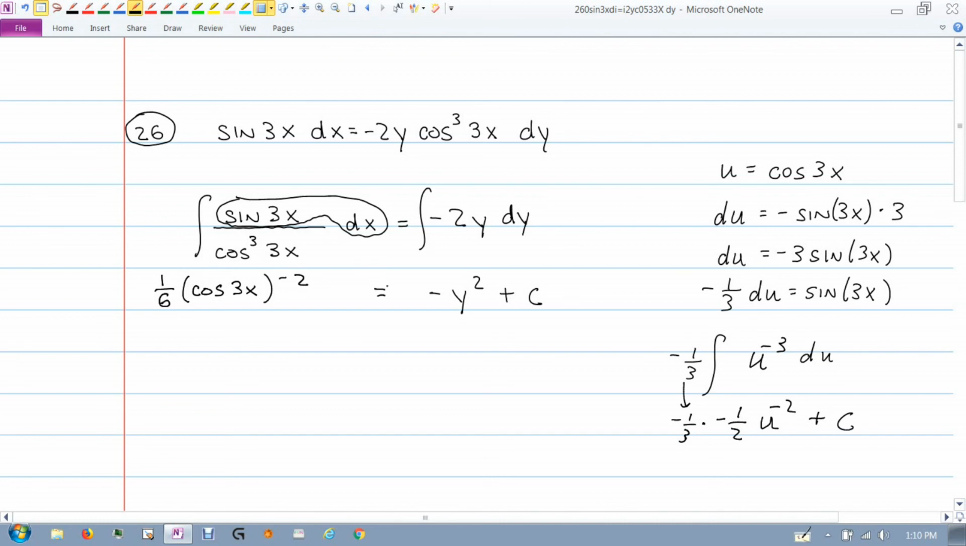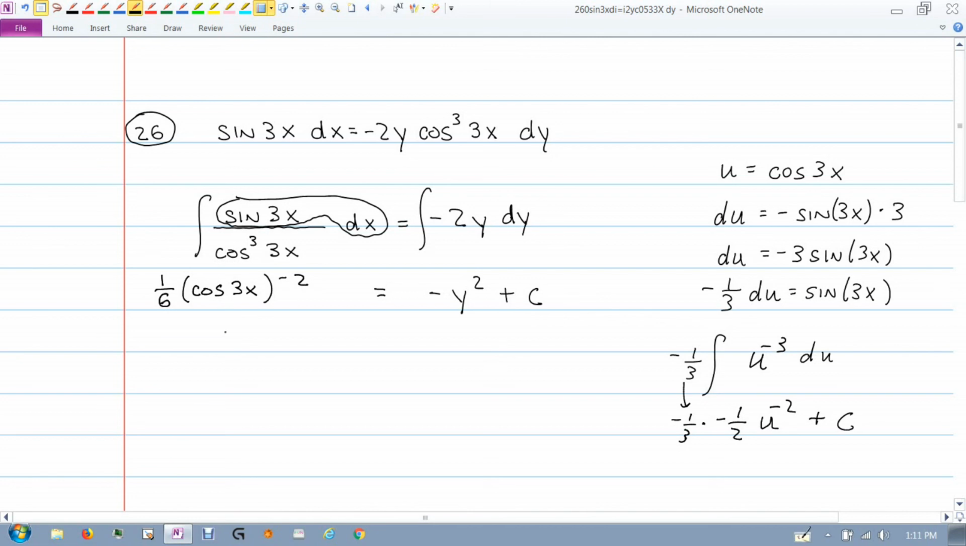Okay, now what else do we need to deal with here? They're probably going to rewrite cosine to the negative 2 as 1 over cosine squared, and that's probably going to be written as secant squared, my guess here, number 26. Let me see here. Yeah, that's what they do.